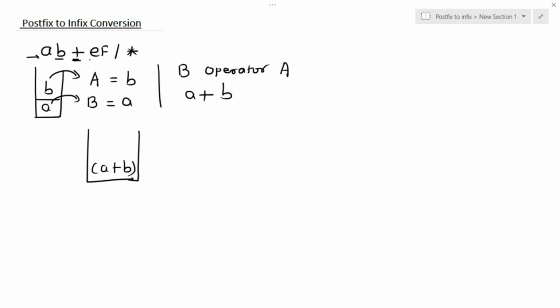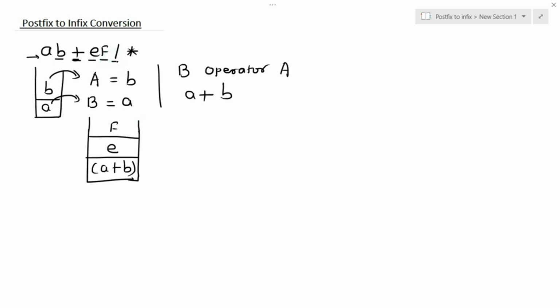Okay, now the next symbol comes, that is E. So E is an operand, so it goes into the stack. The next symbol comes and that is F. F is again an operand, so it goes into the stack. We keep pushing into the stack until the operator comes. Now the next symbol is division.